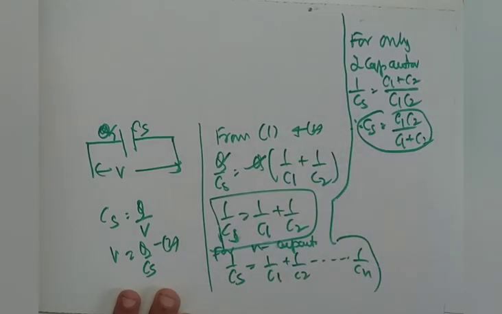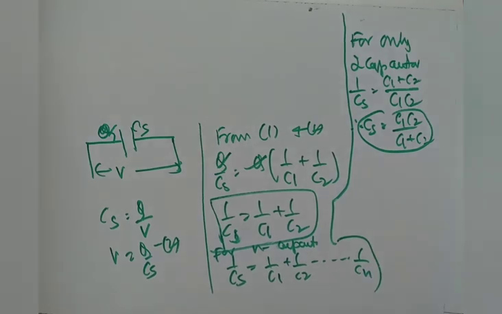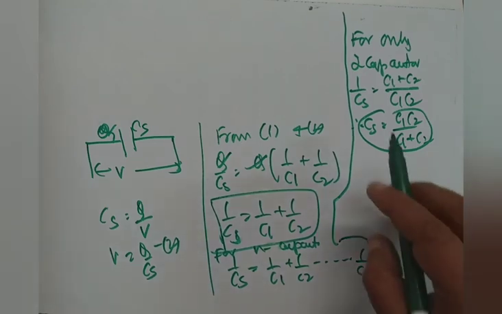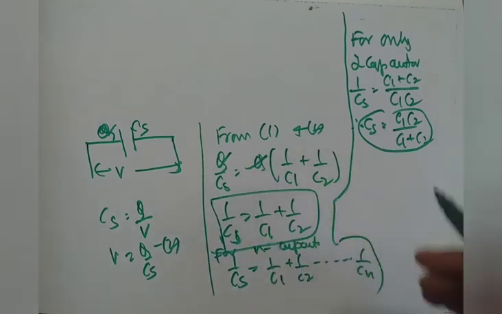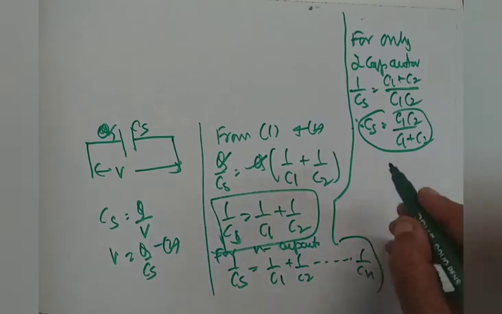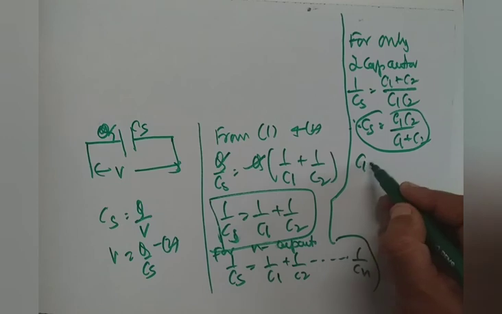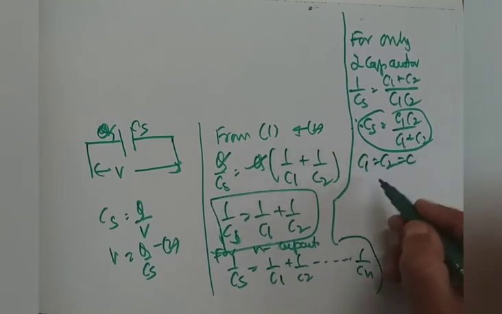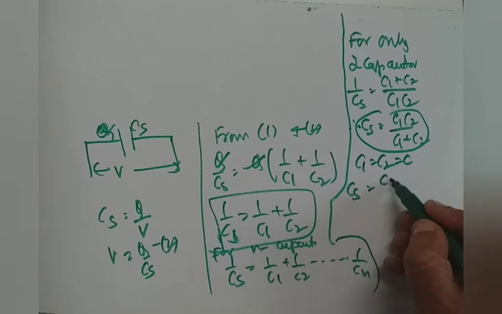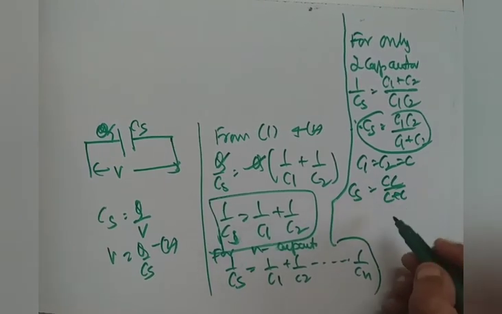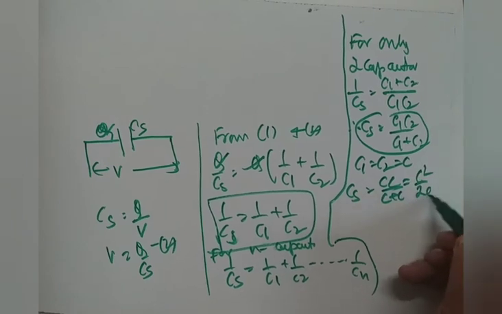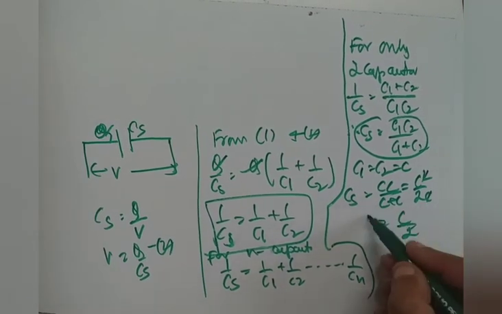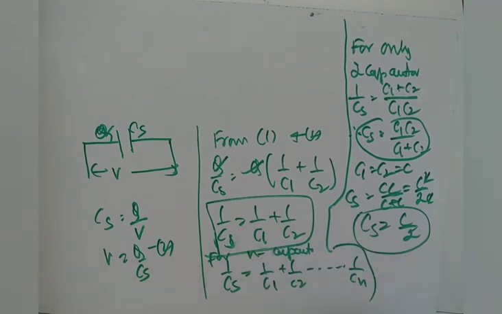That means for effective capacitance calculation, you can simply use directly product by sum: the product of two capacitances divided by their sum. Instead of taking 1 by CS equals 1 by C1 plus 1 by C2, you can straight away use this in the exam. And also observe one more salient feature here. If C1 equals C2, which is equal to C, then CS equals C into C by C plus C, that means C square by 2C, or C by 2. That is, when two capacitors of equal value are in series, their effective capacitance is half of that, C by 2.